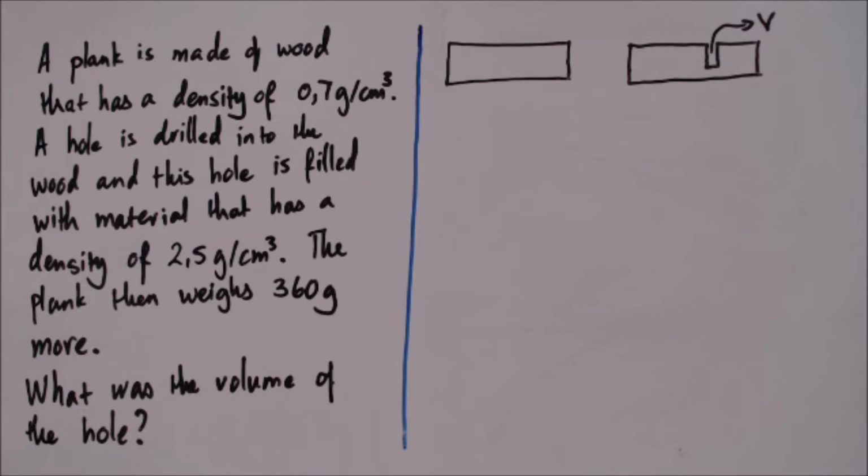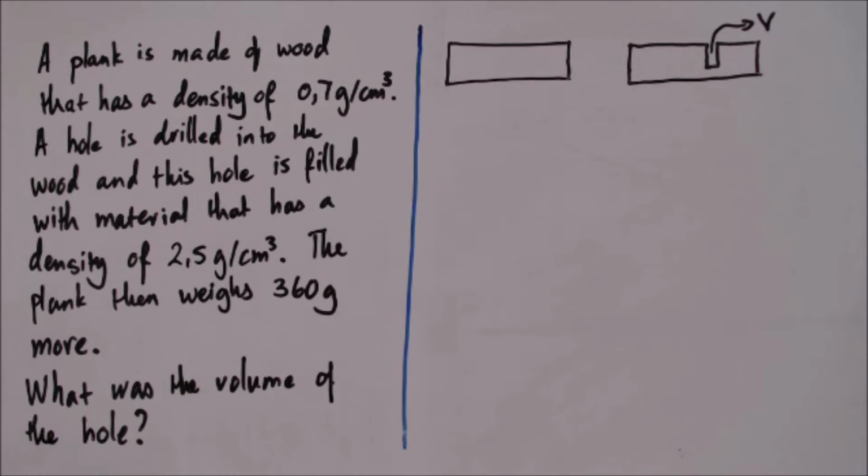Now, we came across this problem on a forum. There was a question which was asked on a physics forum, and the problem was that a plank which is made of wood has a density of 0.7 grams per centimeter cubed. Now, that's the density of the wood that the plank is made of.